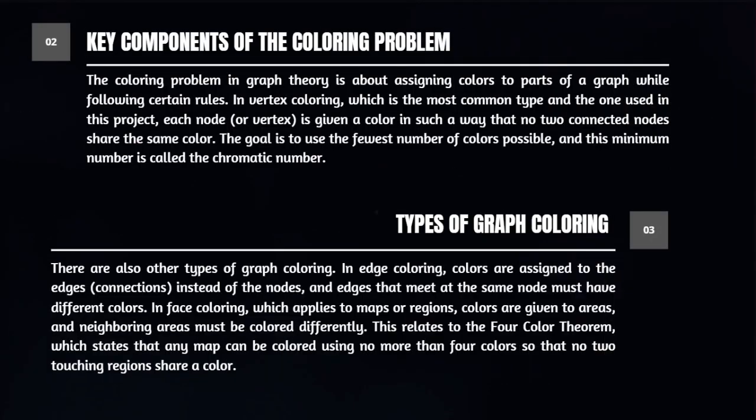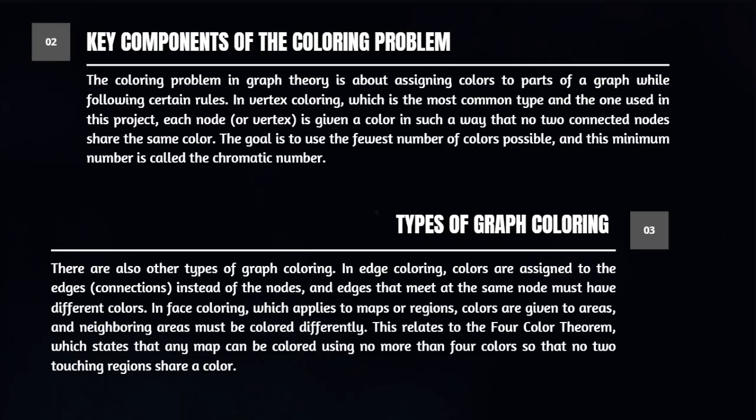The coloring problem in graph theory is about assigning colors to parts of a graph while following certain rules. In vertex coloring, which is the most common type and the one used in this project, each node or vertex is given a color in such a way that no two connected nodes share the same color. The goal is to use the fewest number of colors possible, and this minimum number is called the chromatic number.